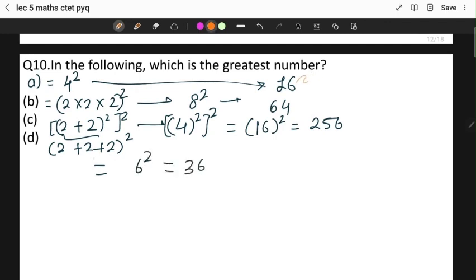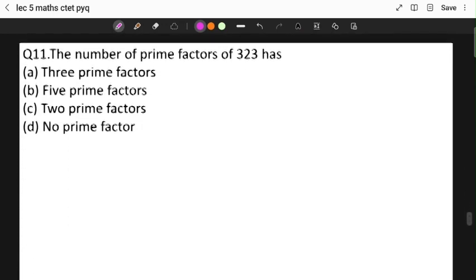So where are we getting the greatest number? Here we are getting 16, for the second option we are getting 64, for the third we are getting 256, and for the fourth we are getting 36. So the greatest option for this particular question is option C, hence the correct answer is option C. I hope you have got this question. This was a very simple question. Moving on to the next question.